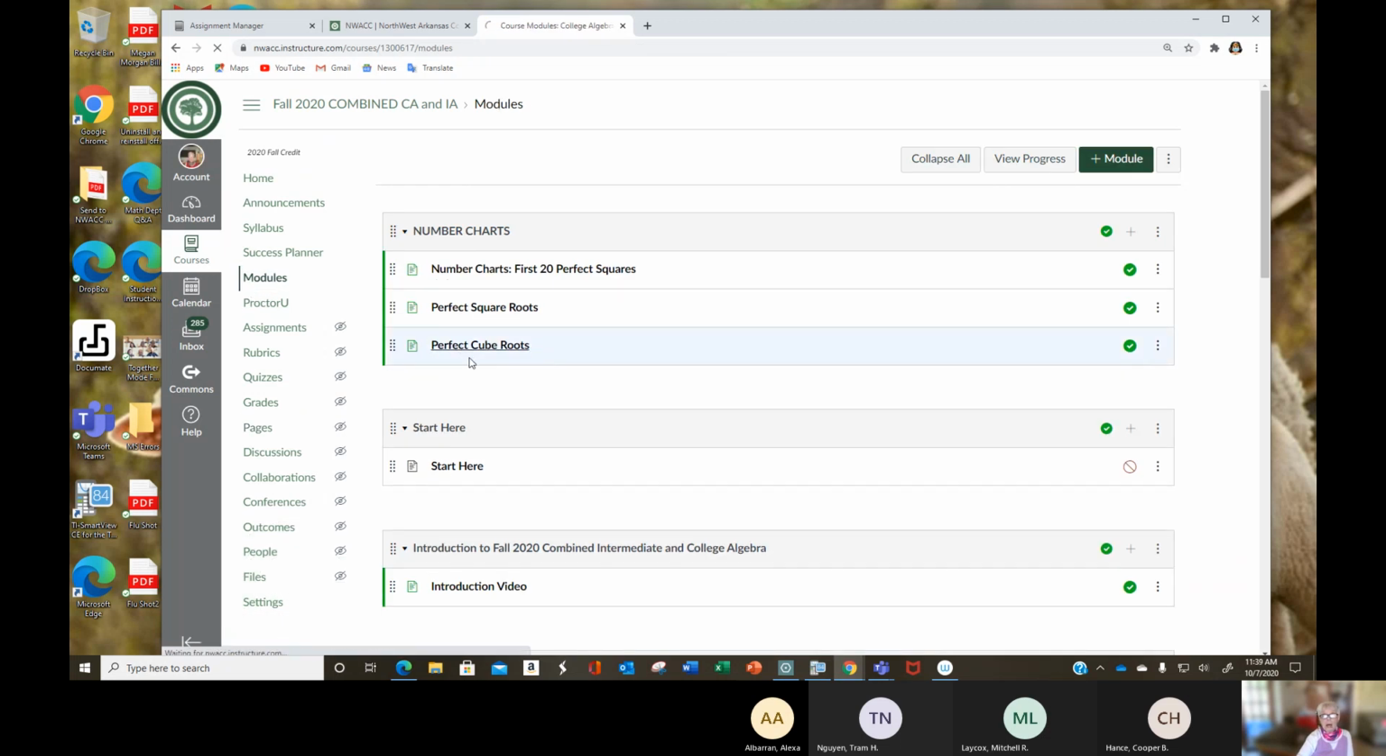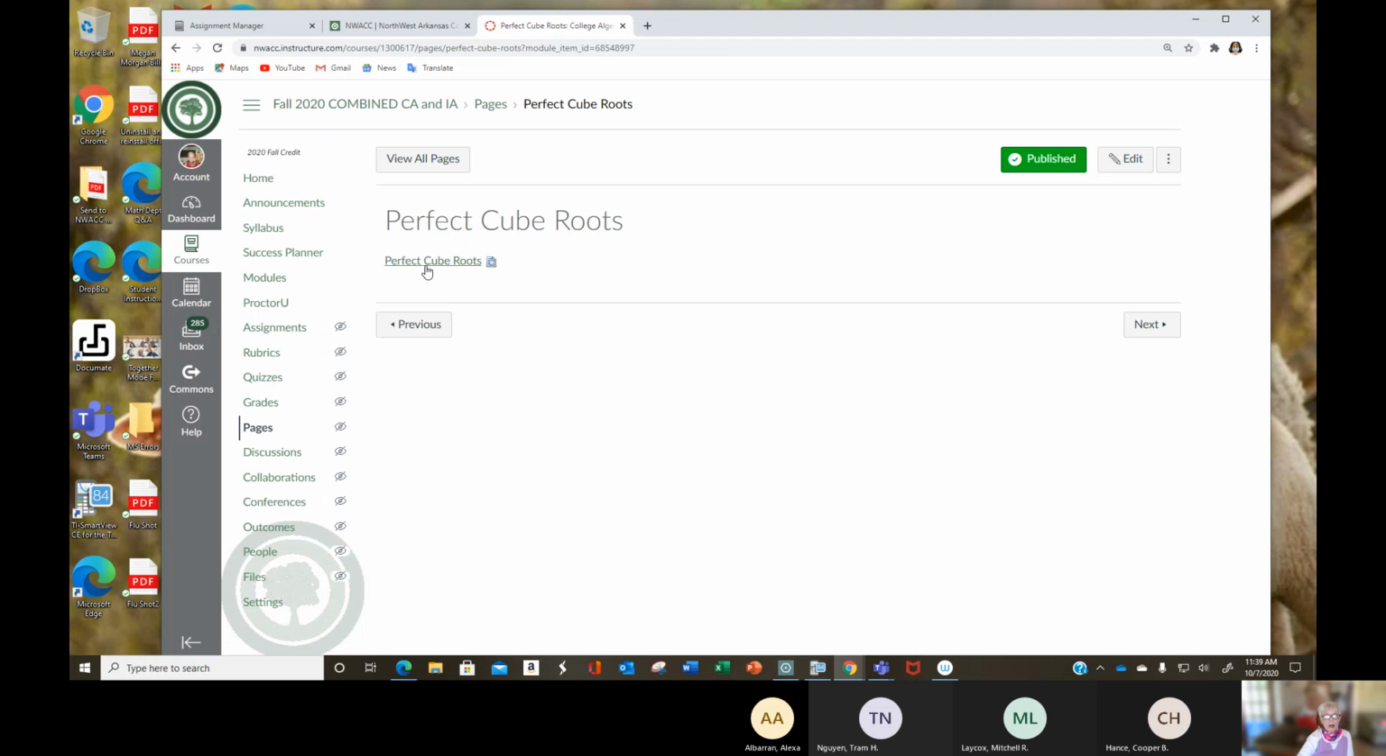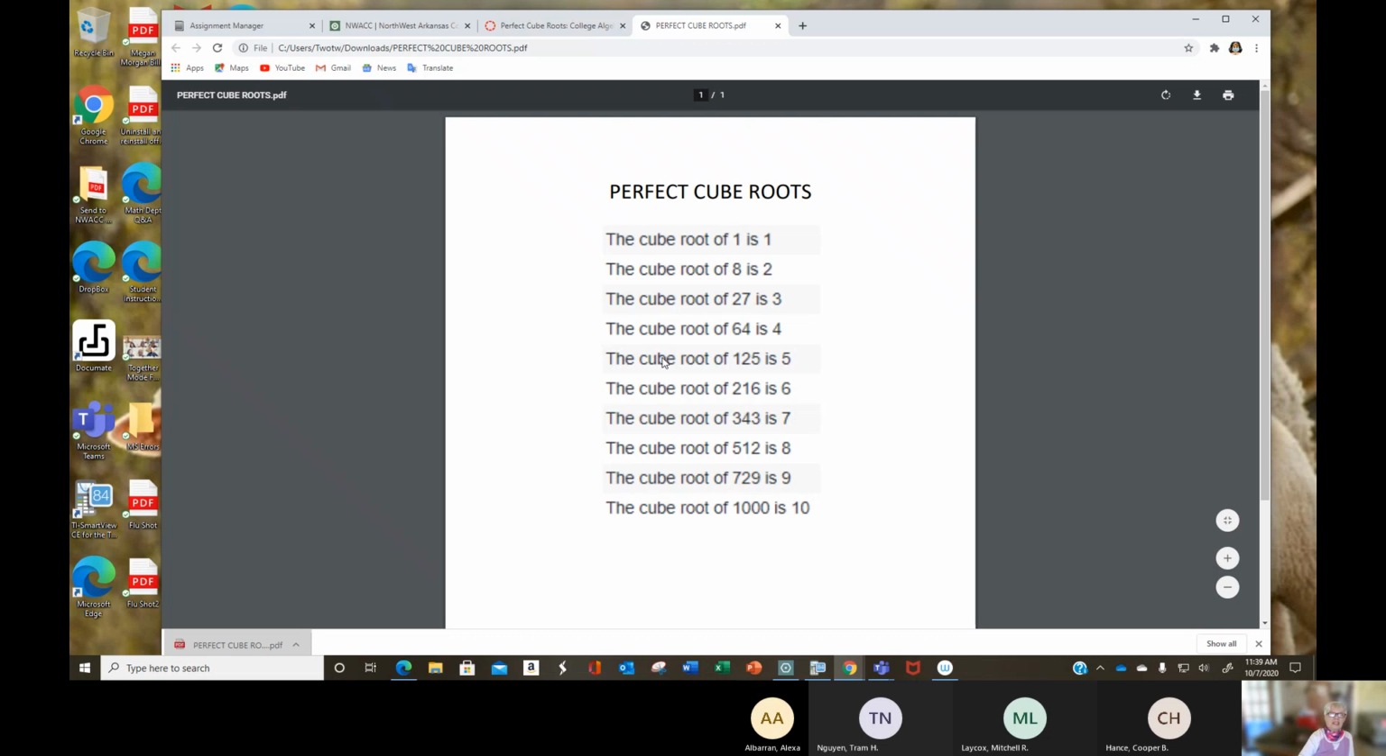And while I was at it, I looked up a table on the perfect cubes. Right there, this isn't as nice. But anyway, it tells you that the cube root of 1 is 1. The cube root of 8 is 2. The cube root of 27 is 3. And so on and so forth down to 1,000. The cube root of 1,000 is 10. So you've got the first 10 perfect cube roots there. And this is just to help you with the work you're doing right now. So it'll help.